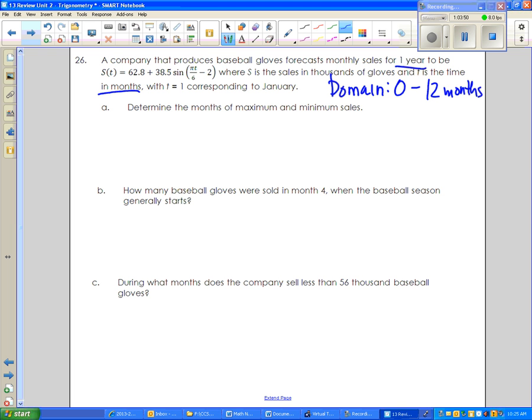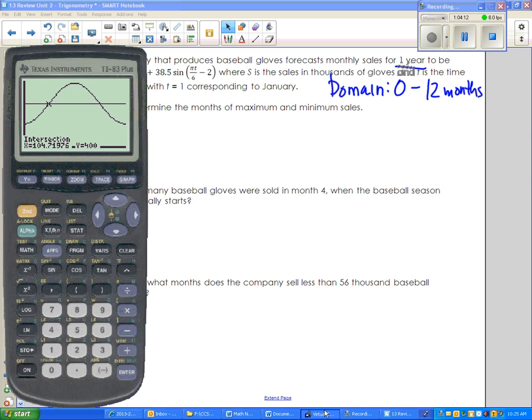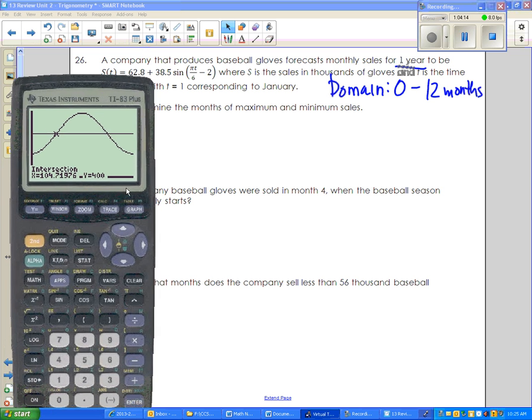And with this problem, we absolutely need to use the equation in our calculator to solve at least B and C. If I want to know the months when it's the maximum and minimum, I'm also going to need to use the calculator. I can figure out the maximum and minimum sales by adding the amplitude to the midline, but I don't know what the t value will be at those points. So I actually need to use the graph for all of these questions.